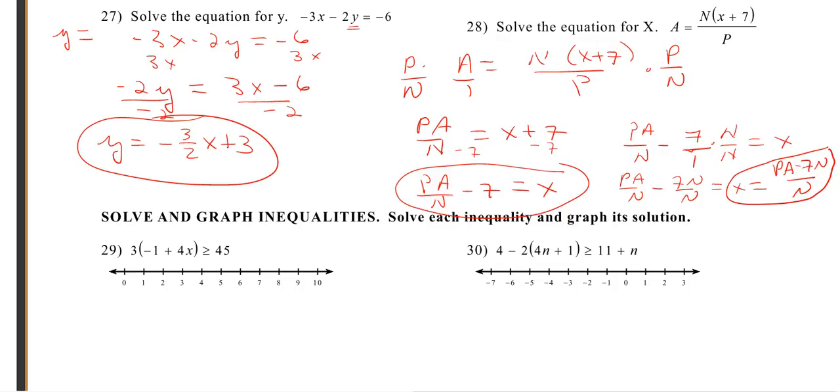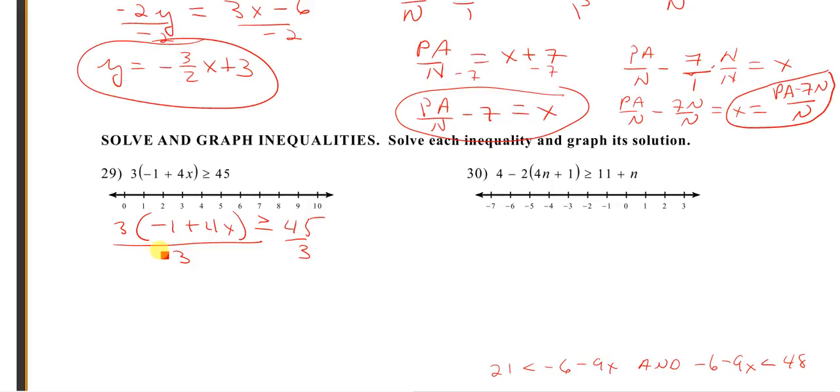Okay, let's look at what we have here. We have some inequalities. So anytime I divide or multiply by a negative, I'm going to have to switch the inequality sign. So I have 3 times negative 1 plus 4x is less than or equal to 45. And let's get that 3 out of there. So I'm going to divide both sides by 3.